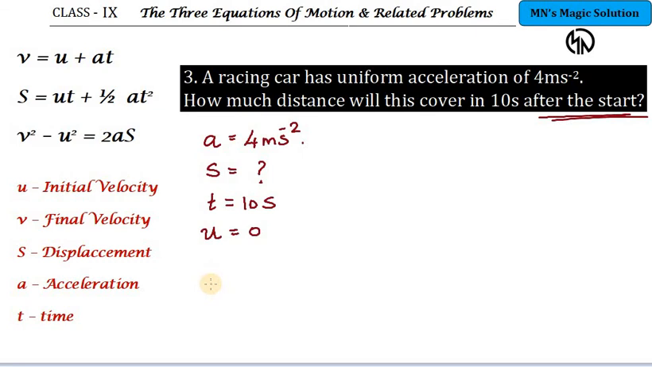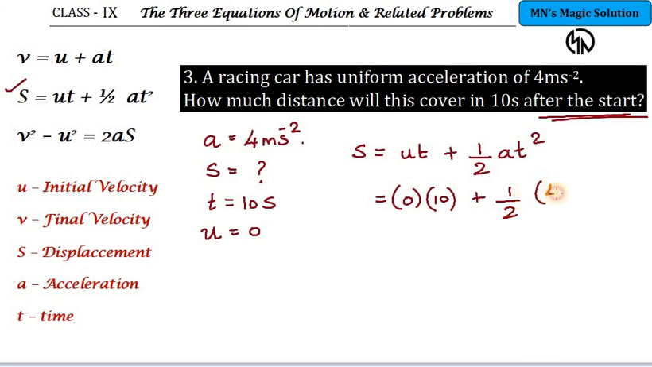So the question is about S and they have not given you v. There are 2 unknowns here. So in the second equation you do not have v at all. Therefore it becomes very handy if you take up the second equation for this problem. So how can we proceed? S is equal to ut plus half at squared and u is 0. Therefore whatever the value of t, the first term becomes 0, plus half a is 4 and t is 10 squared, which is 10 into 10. So when we simplify, the first term is completely 0, plus here 2 one times and 2 two times, and this is 100.